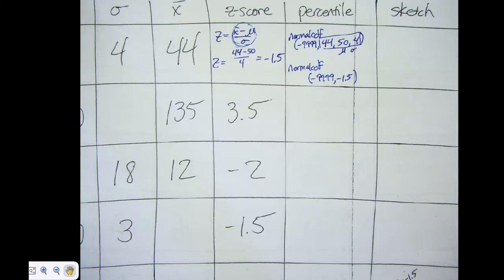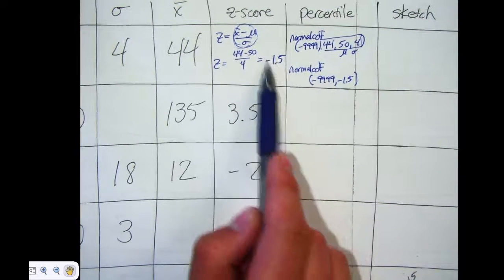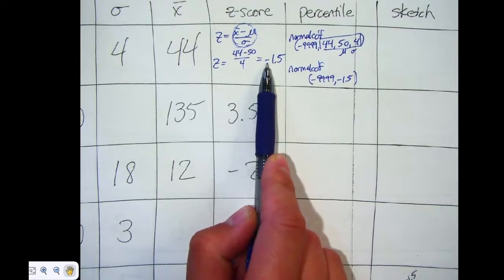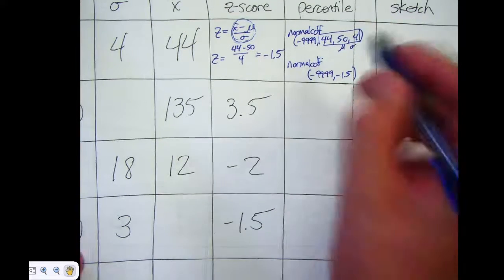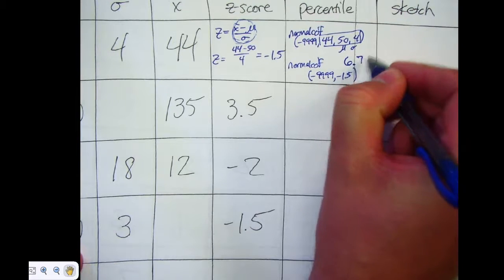Should my answer here be bigger or smaller than 50%? It should be smaller, right? It's really easy to forget to type the negative in, but think through it reasonably. This is a negative z-score. That means we're below the mean. If we're below the mean, our percentile has to be less than half. So this comes out to like 6.7 percentile.